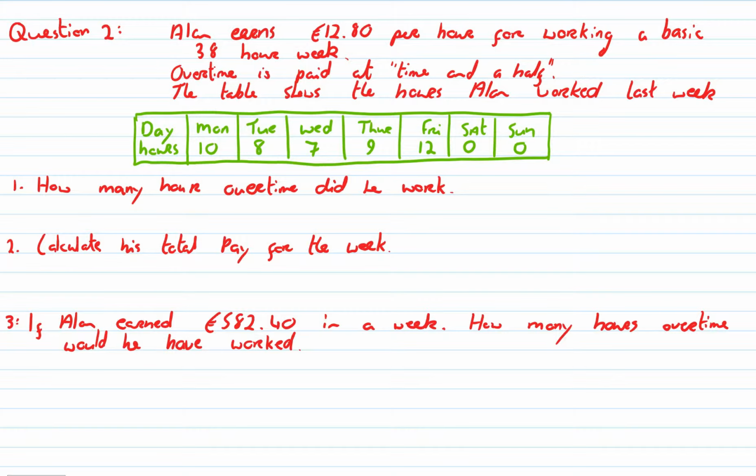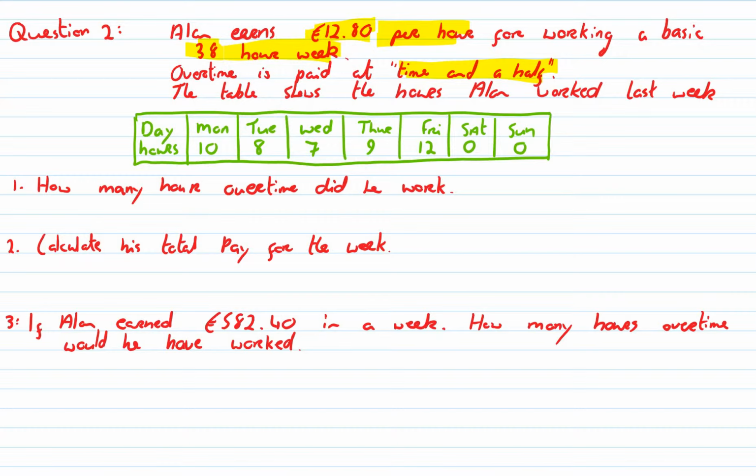This one is Alan's wage that he brings home over a week. So Alan earns €12.80 per hour for working a basic 38-hour week. He's paid overtime at time and a half. So what that means is if he works 39 hours, then he gets paid 38 at the normal wage, and he gets that extra hour paid at time and a half. What time and a half means is he gets the wage, which is €12.80, plus a half of that.